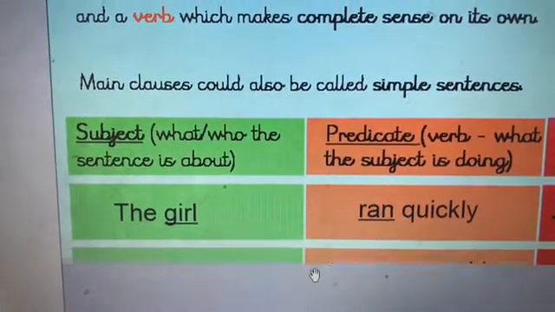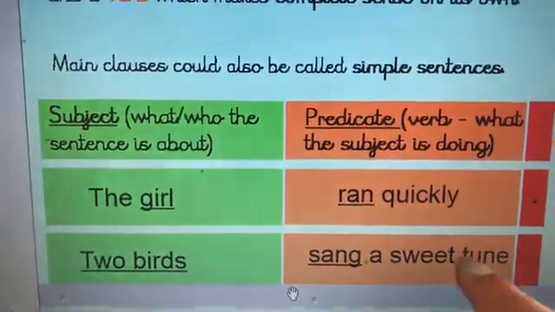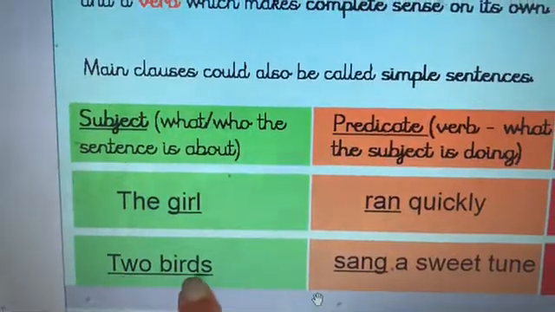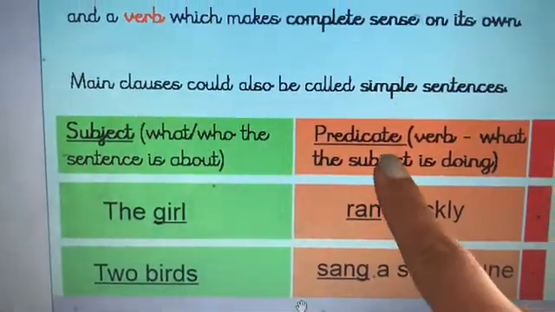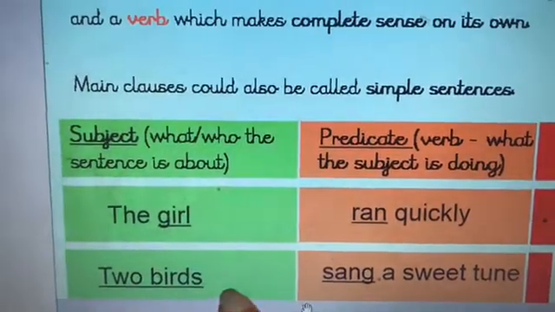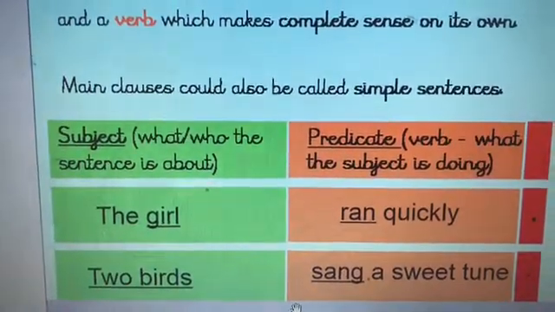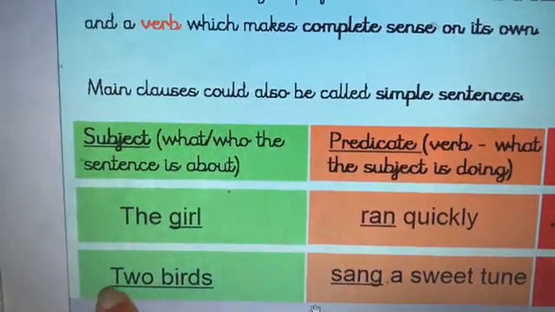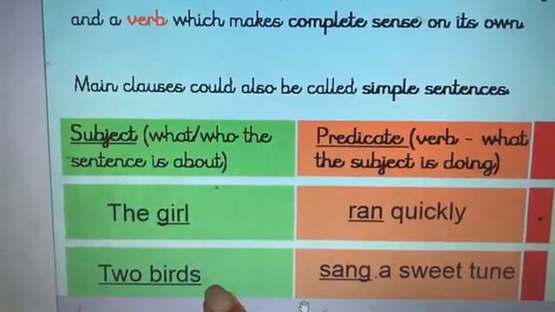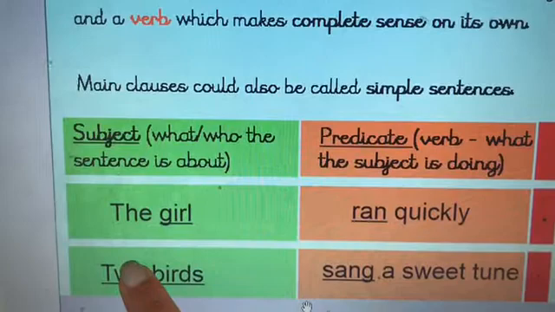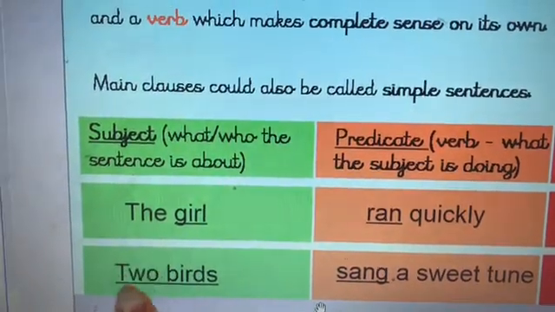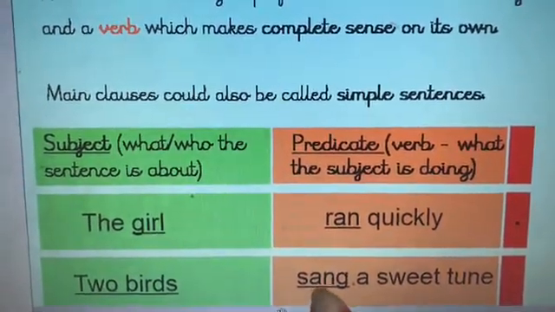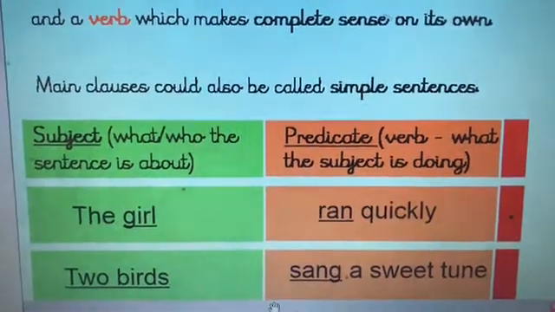A second sentence then: two birds sang a sweet tune. Let's double check. The subject is what or who the sentence is about: two birds. And the predicate tells me what the subject is doing: sang a sweet tune. As you can see, this one is a little bit different. I have underlined two birds as my main noun because the whole sentence is about the two birds. The two is our determiner. It tells us how many. And on this card, I've underlined my verb in my main clause, which is sang. It does make sense on its own.